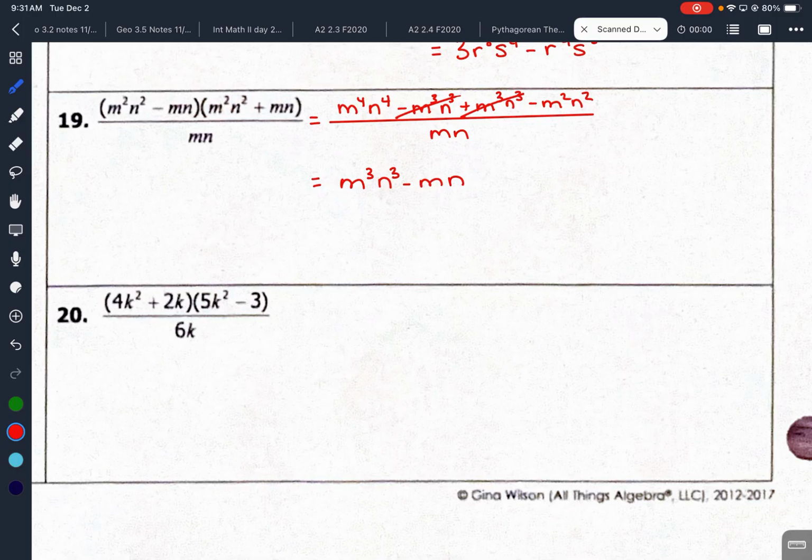You still have to divide. So write that under there. Still have to finish your problem.